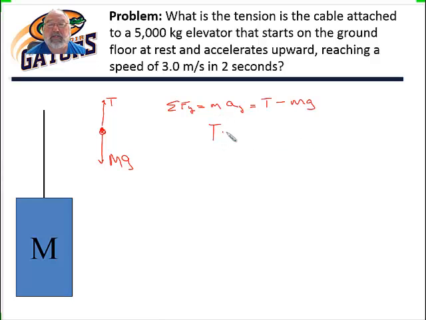Solving for the tension. Tension is equal to mass of the elevator times its acceleration plus mass of the elevator times the acceleration of gravity. I'm going to factor out the m. And this little equation here, while not something that you should memorize, is an equation that shows up frequently when we're talking about elevators. Well, we know the mass, that's 5,000 kilograms.